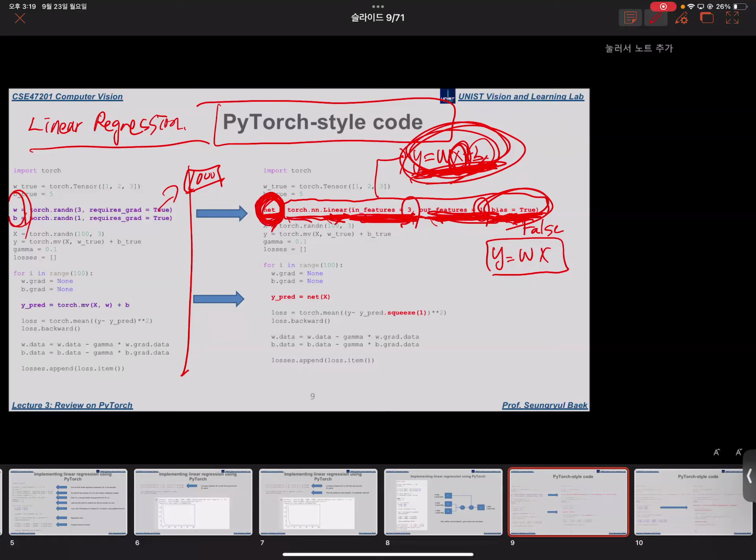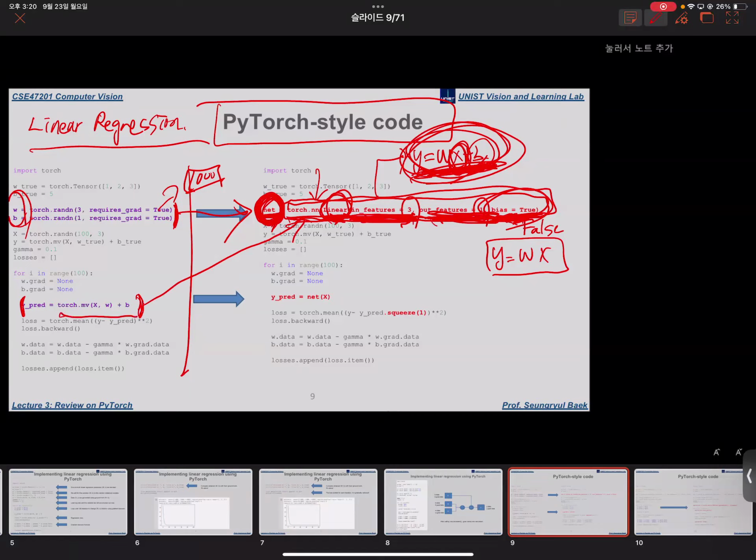And that layer, that architecture, is named net. So this is a more desirable coding style in PyTorch. By defining this one line of code, you don't have to specify each individual parameter. And also this forward rule, previously we defined it by ourselves, but it is already defined when this layer is made.